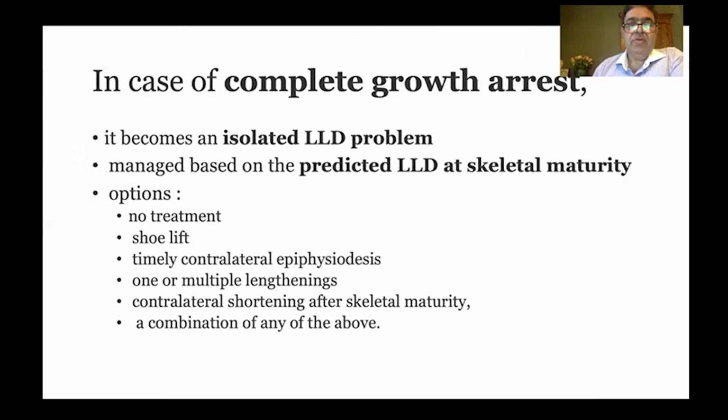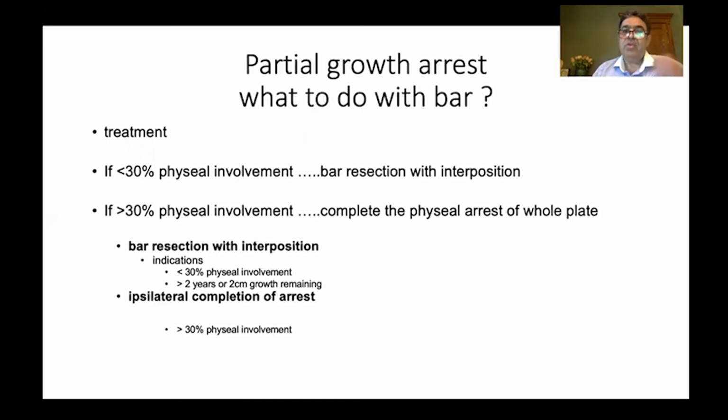Okay, in case of complete physeal growth arrest, or if the physeal growth arrest is incomplete but more than 30%, these cases are managed according to the problem. If the limb length inequality is minor when you have this problem occurring just before skeletal maturity, it needs no treatment or maybe just a shoe lift. If the shortening is more than 2 centimeters, we can do contralateral epiphysiodesis or one or multiple lengthenings or a combination of the above.